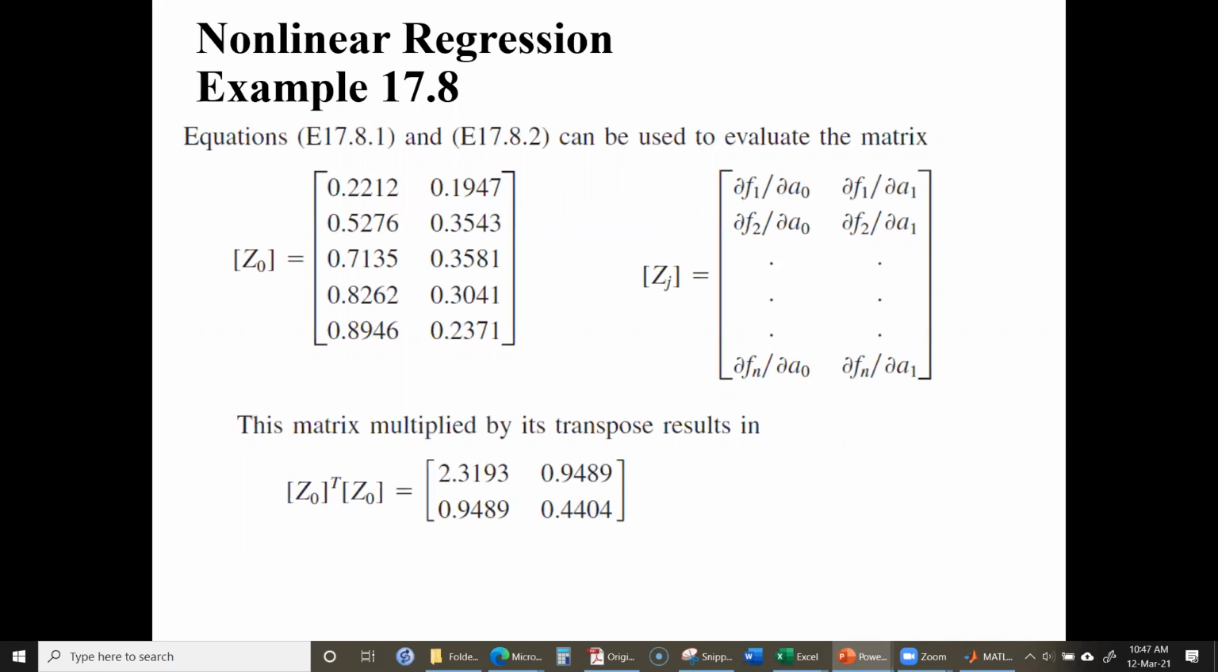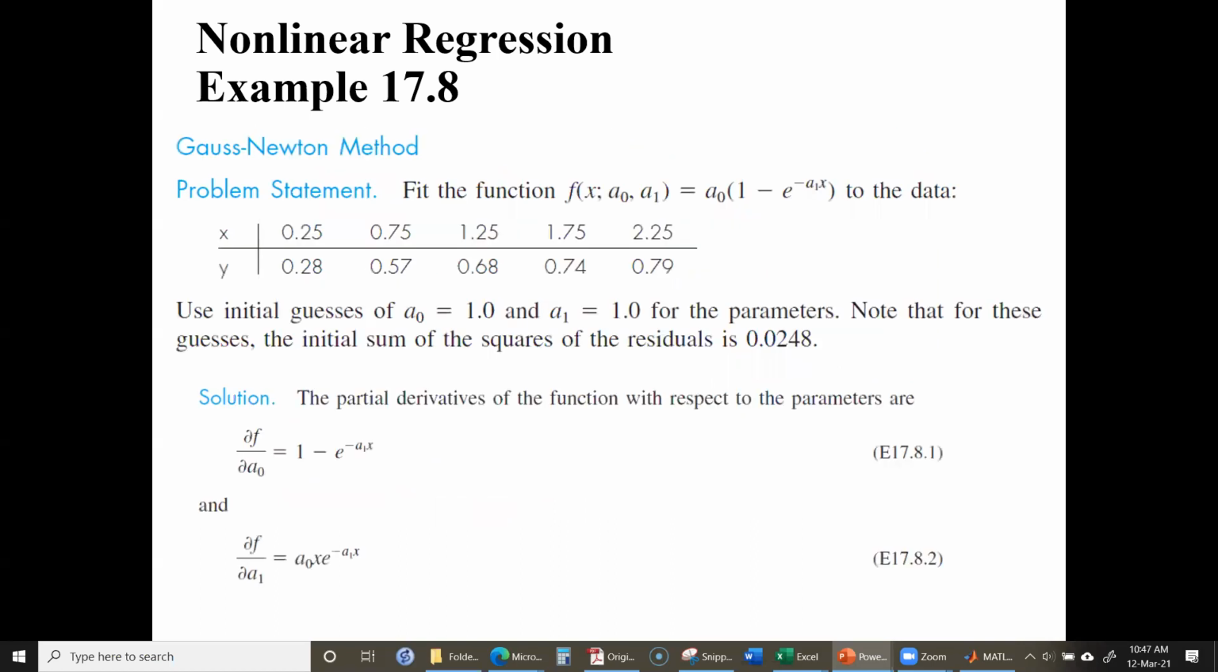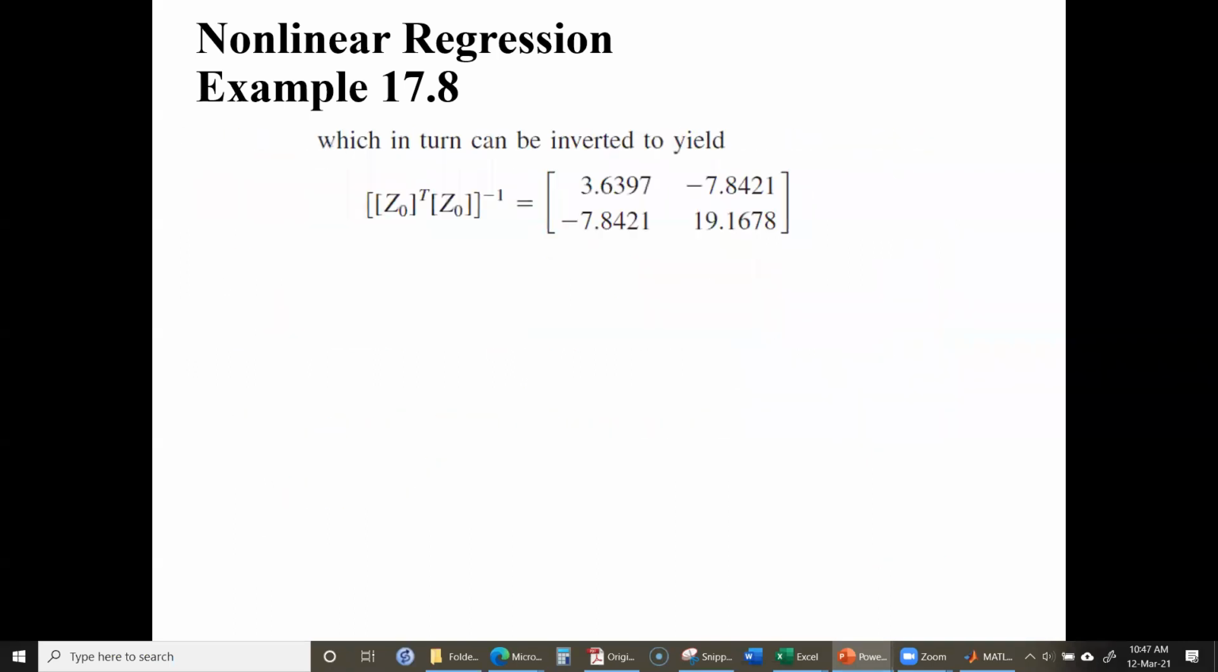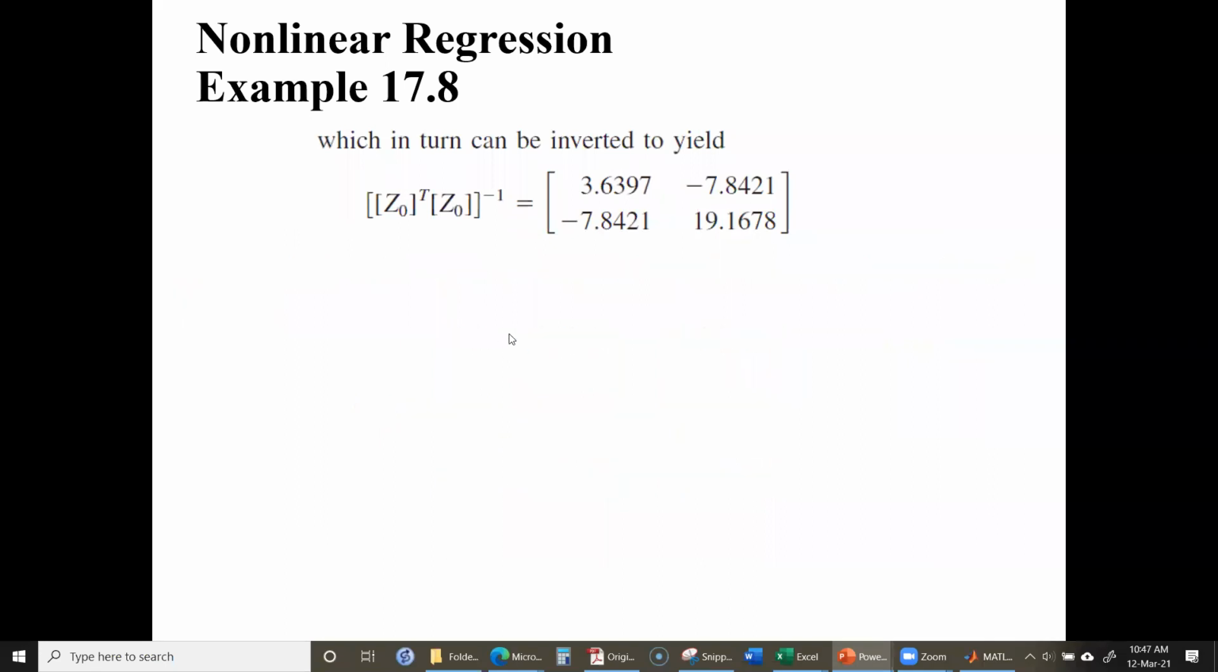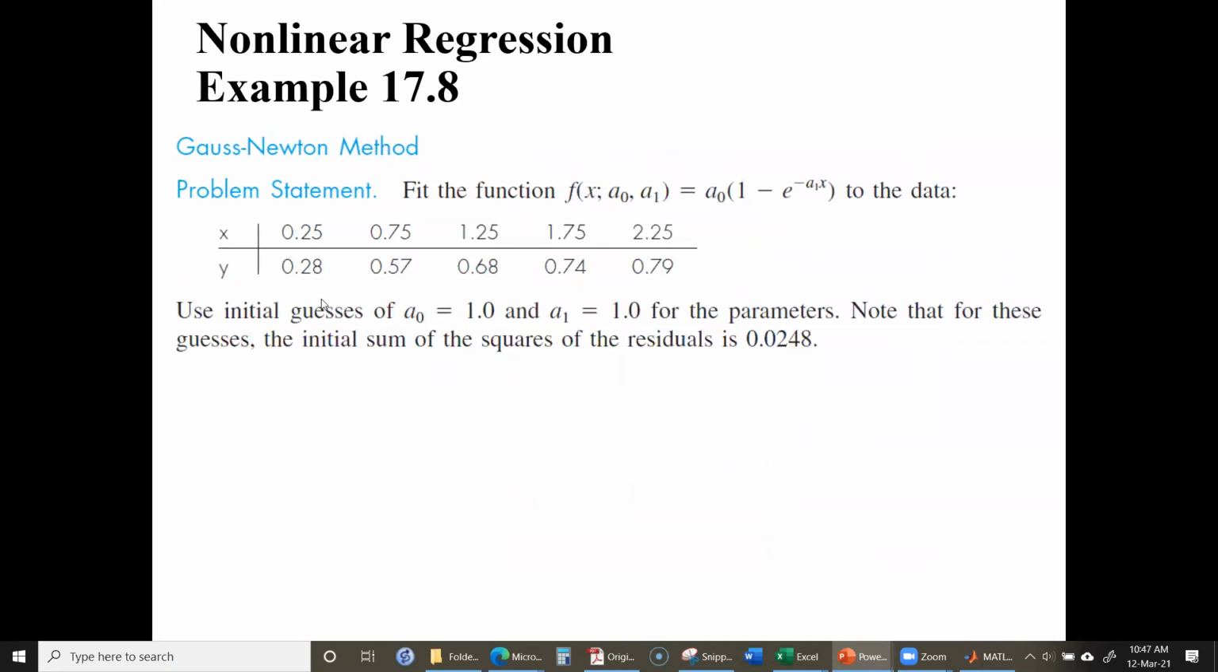So what will that be? We will put these values of A0 and A1 over here, which will be 1 and 1, and then we will find the value of F over here. Whatever value of F we find, we will take the difference from the given value of Y. In this case, that will be called the matrix D. So it will be 0.28 minus 0.212. Here we can see that it is 0.28, 0.57, and so on. These are the original given values.